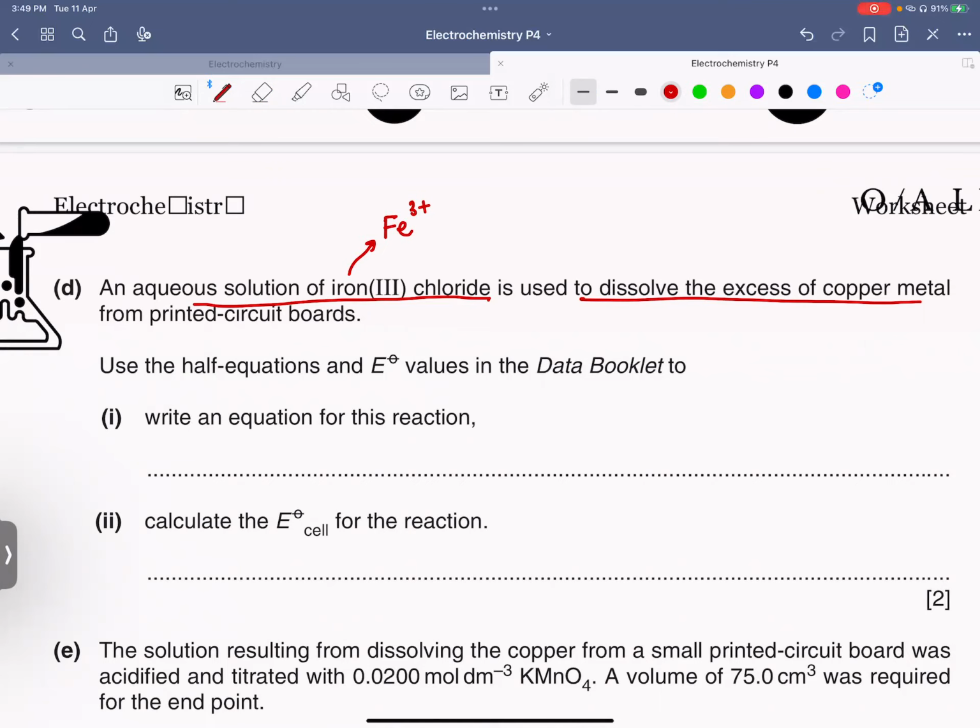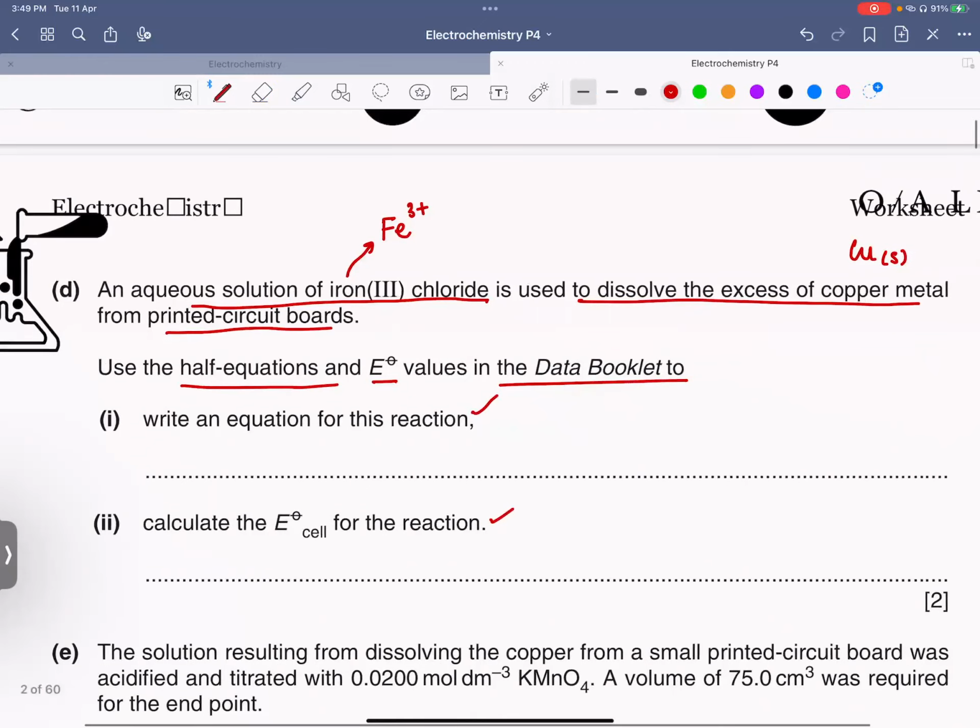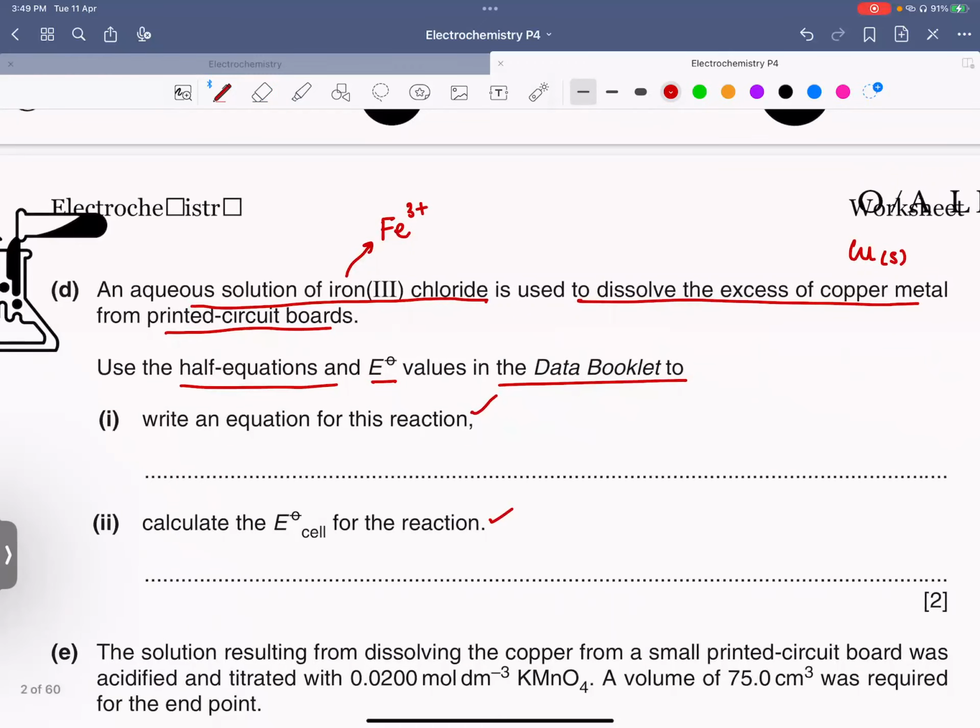It is used to dissolve excess of copper metal, which means that initially it's copper in a solid state because it's a metal. From printed circuits, use the half equations and E naught values in the data booklet to write an equation for this reaction and calculate the E naught cell. Okay, so it means these two are going to react.